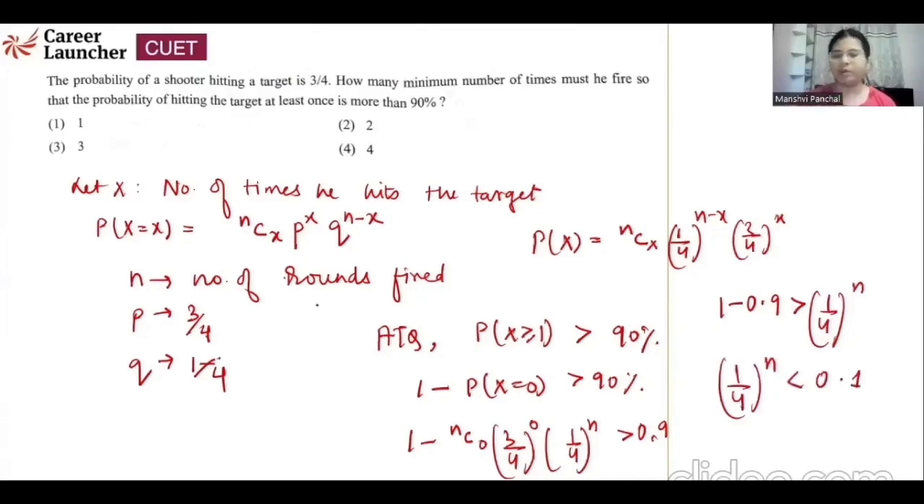So what will this become if I try to solve this? 4^n should be greater than 1 upon 0.1, which is 10. So what should be the minimum value of n? The minimum value of n should be 2, because 4^2 is greater than 10, right? And 4^1 is not greater than 10, but 4^2 is greater than 10. So that is the minimum value. So option 2 is the correct answer.